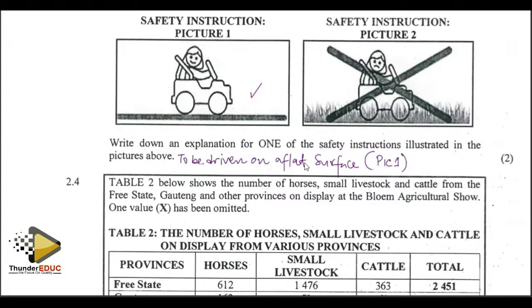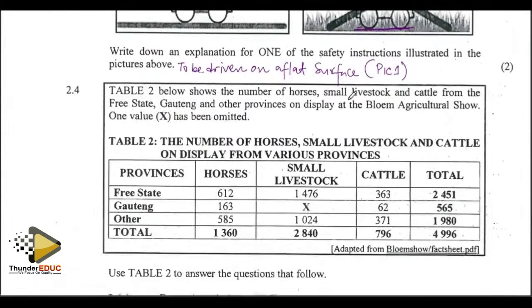To be driven on a flat surface. Someone else would have said, driven where there are no obstacles. You see, there are no obstacles that can limit its speed. Okay. Then someone who's talking of picture 2, because they say pick 1, you can say do not drive or ride it in places with grass, because the grass here will reduce its speed. It acts as a resistance. All right, there we go.